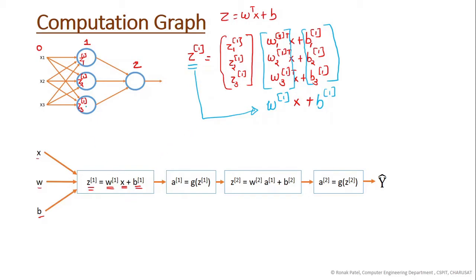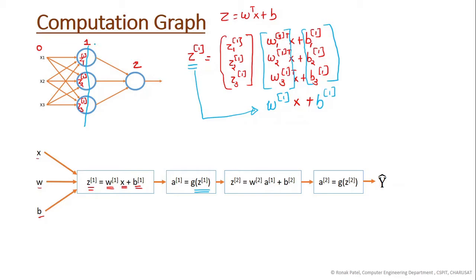Okay, then what is the next step? The next step is some non-linear function on these individual terms, that is Z11, Z21, Z31. So the same thing I can write over here: G of Z11, G of Z21, G of Z31. Instead of that, what can I write? I can write G of Z1.